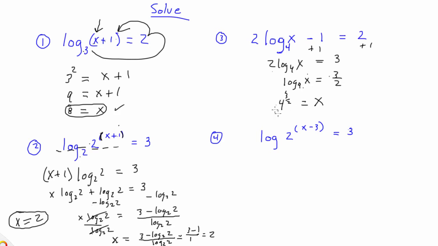Well, now we have to evaluate this. So off to the side here, let's evaluate 4 to the 3 halves power. Well, that's going to be the square root of 4 cubed. So the square root of 4 is 2, and 2 cubed is 8. So the answer to this is x equals 8.